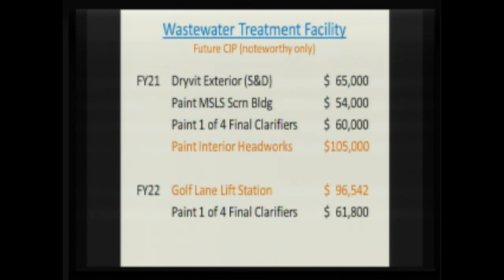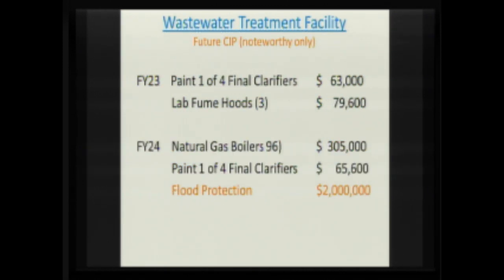That lift station, the downstream sewer that receives flow from that lift station. It will certainly be looking at Gulf Lane Lift Station and may have some ideas or suggestions that go counter to what we were planning on doing. So that may or may not occur. Again, we're going to paint one of the 4 final clarifiers. Next slide. In 2023, another clarifier, the fume hoods in the lab.